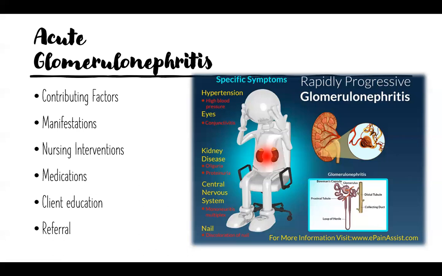The medications for this patient with acute glomerulonephritis will include penicillin for the streptococcal infection. However, again, remember to assess for allergies to penicillin. We also may administer corticosteroids for the inflammatory disease. Also, antihypertensives can be administered for increased blood pressure. All right, any questions on acute glomerulonephritis?